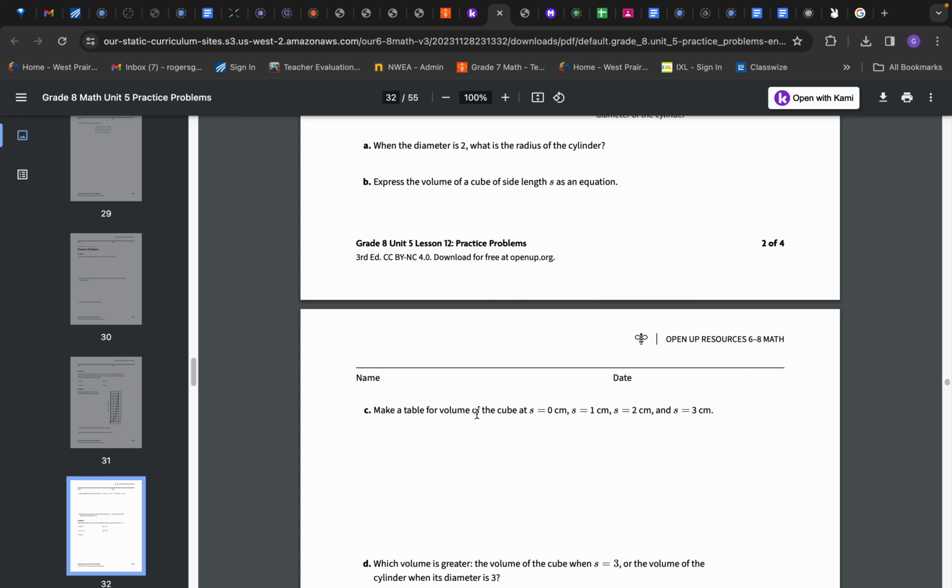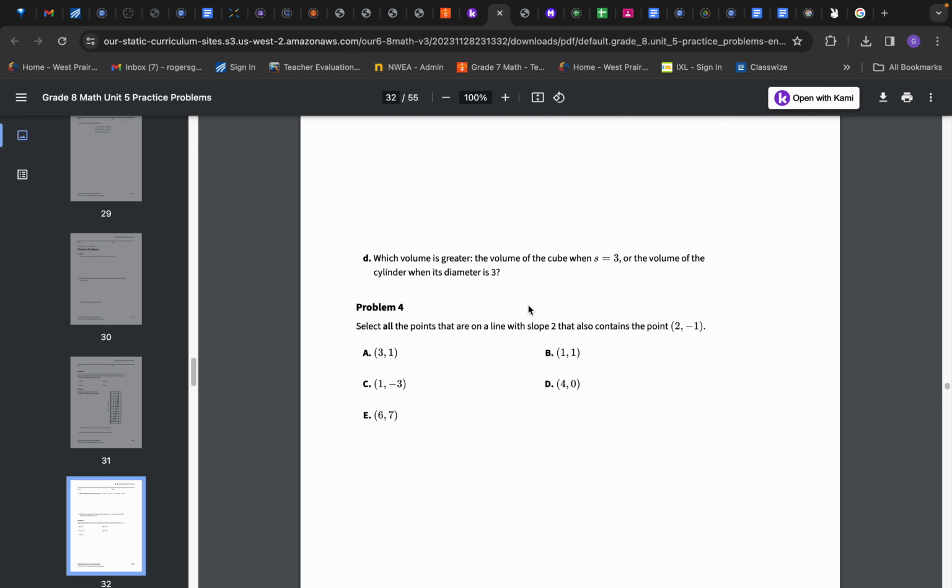And down here it says make a table for the volume of a cube when the side length is 0. That's a hard one. 0 times 0 times 0. Side length of 1, 1 times 1 times 1. Side length of 2, 2 times 2 times 2. So in other words, you're going to make a table. On one side, you'll have the side length. On the other side, you'll have the volume. And so forth. So that's pretty straightforward.